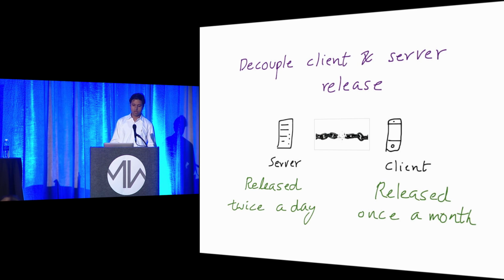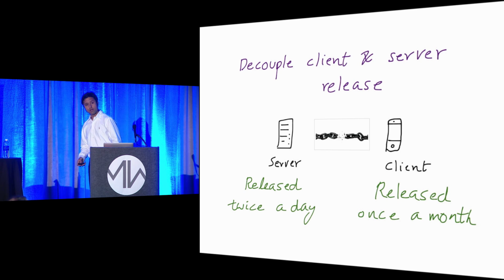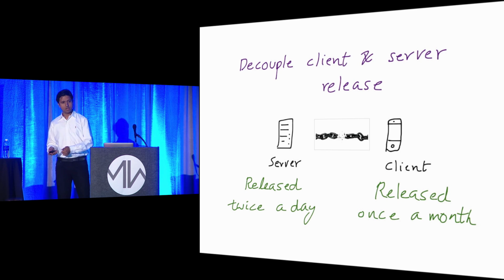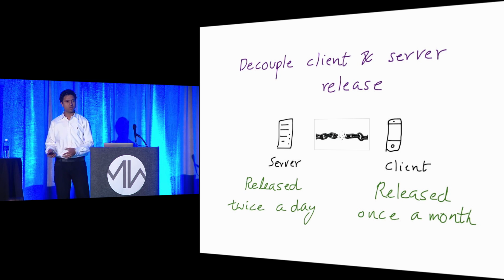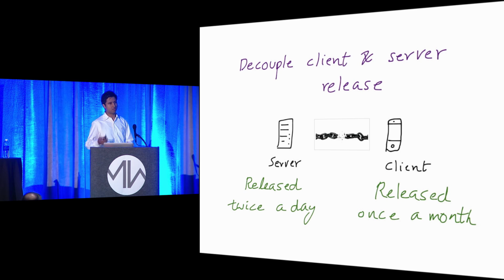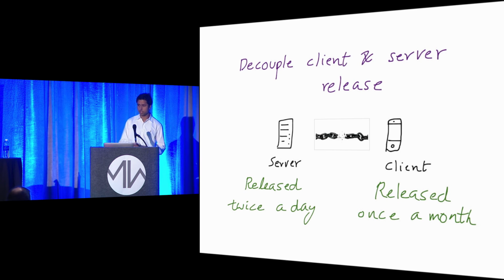And when we did that, we were able to release the server twice a day, and we were able to release the clients once a month. And we got into a very nice cadence. Now everybody knew that the server is going to ship every day and the client is going to ship every month. Makes it very predictable again.